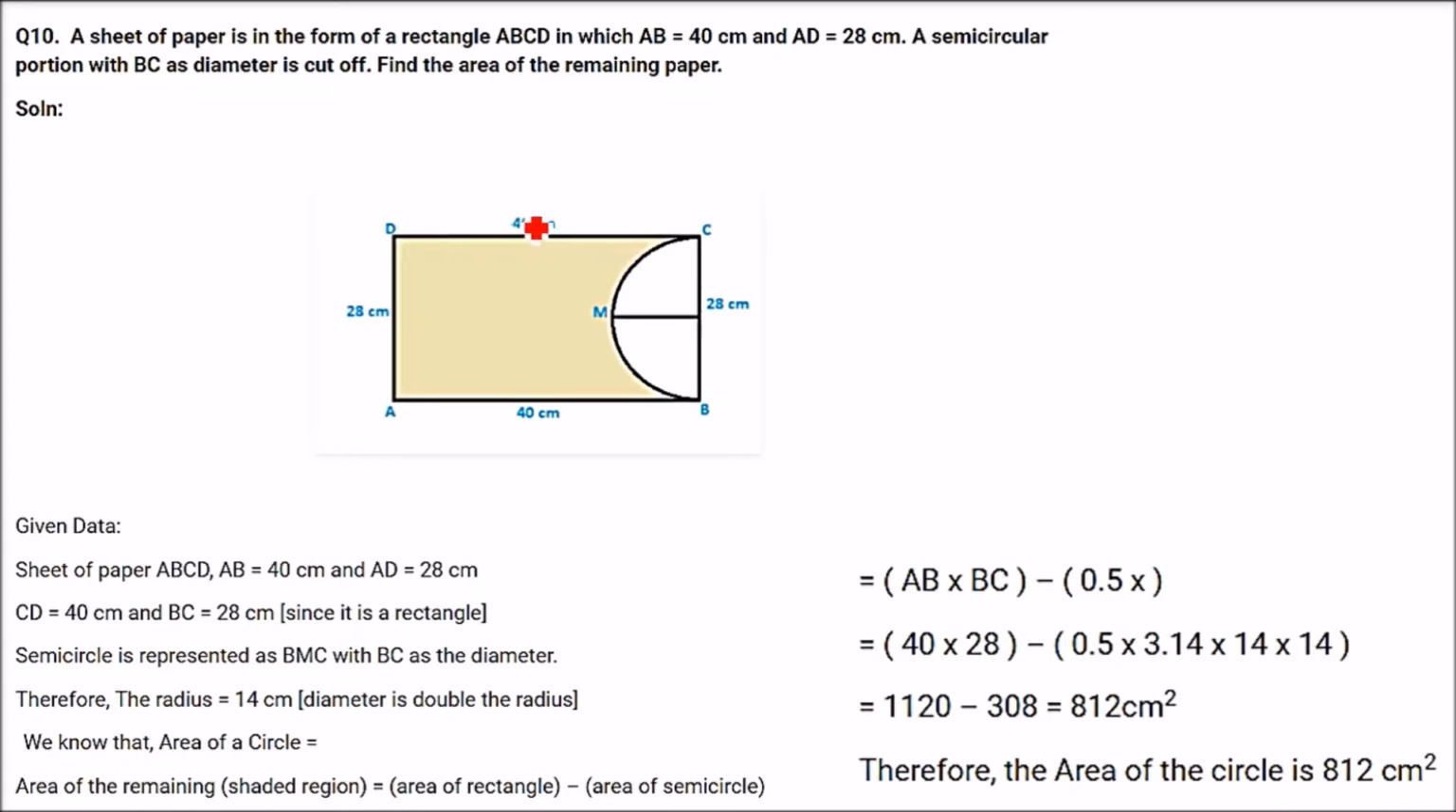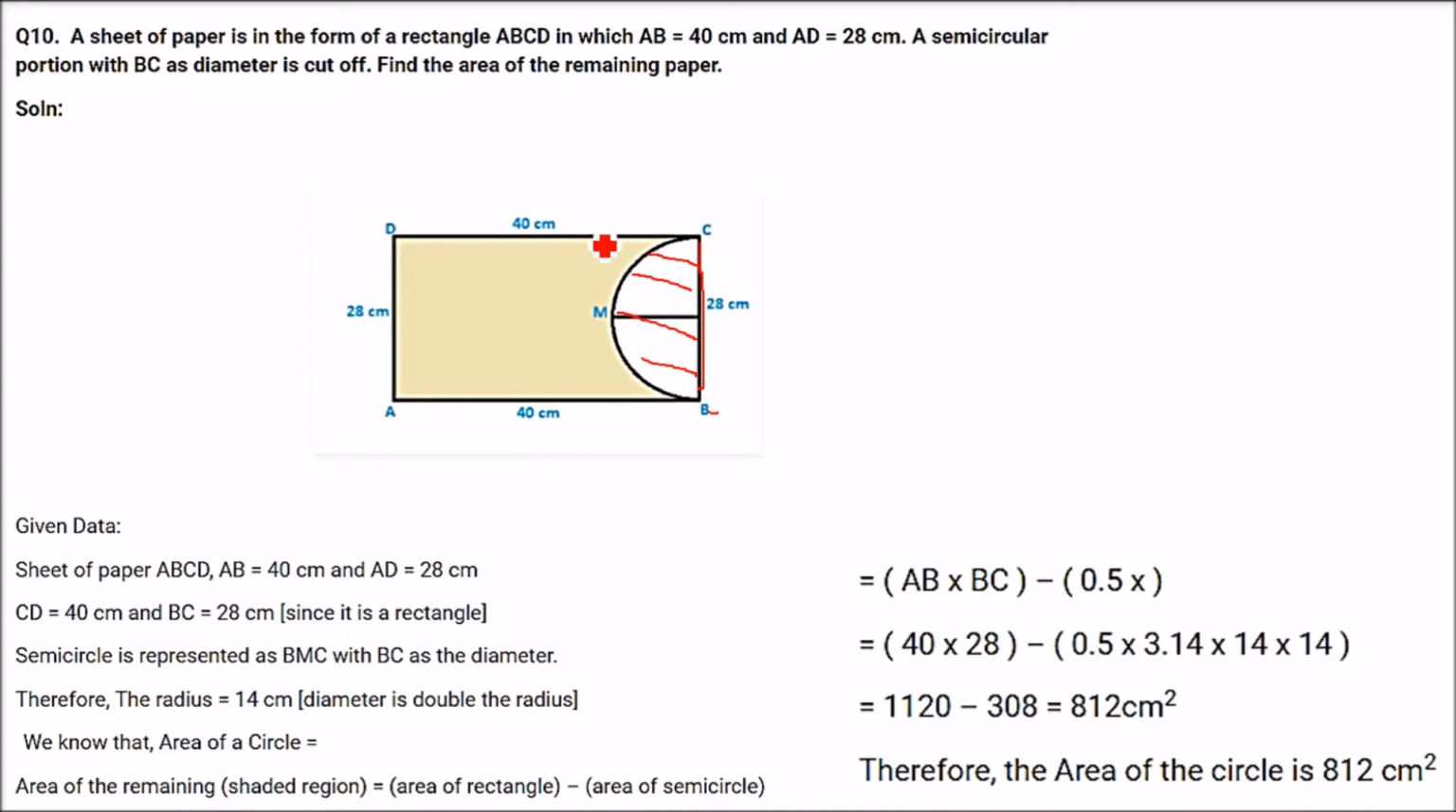So the question is, we have a sheet of paper. This is A, B, C, D. Now here we have AB, that is the length, which is 40 centimeter, and also the width is 28 centimeter. Now taking this BC as the diameter, a semicircle portion has been cut off. So this portion has been cut off.